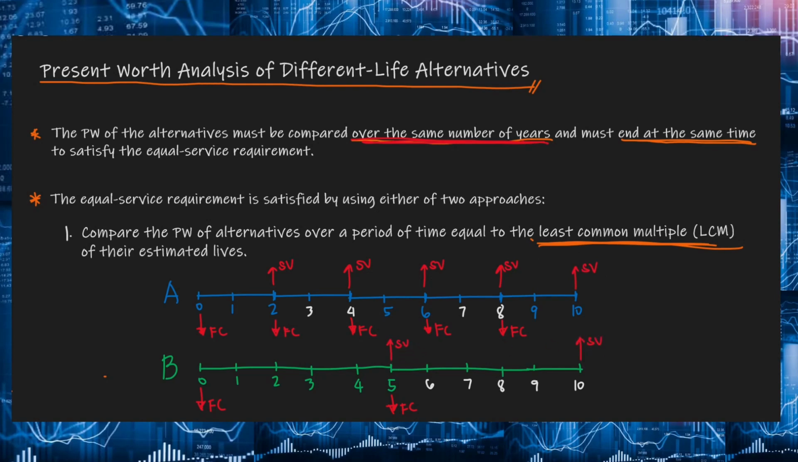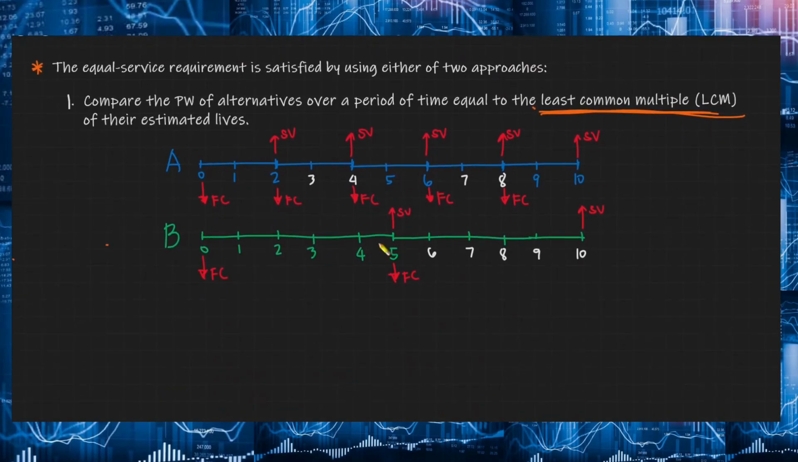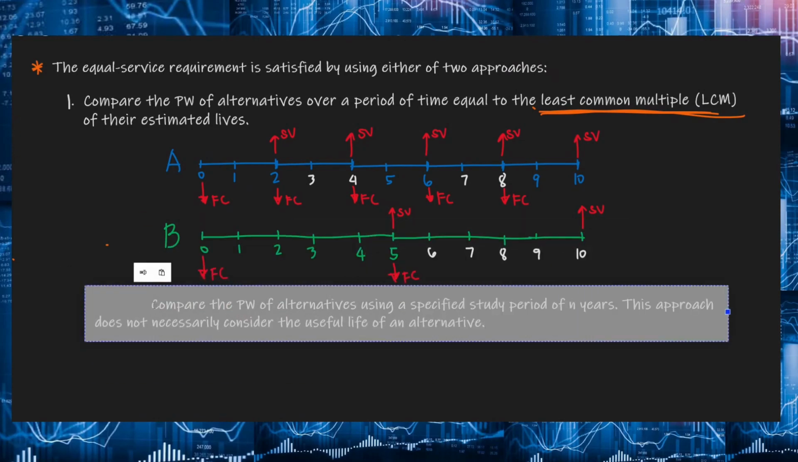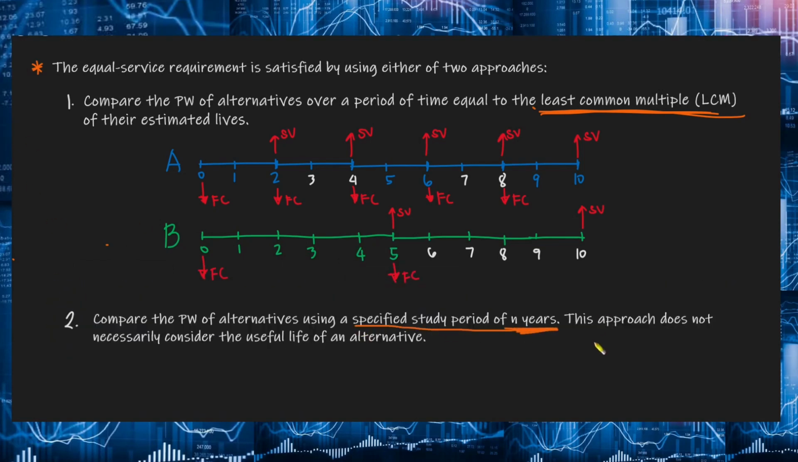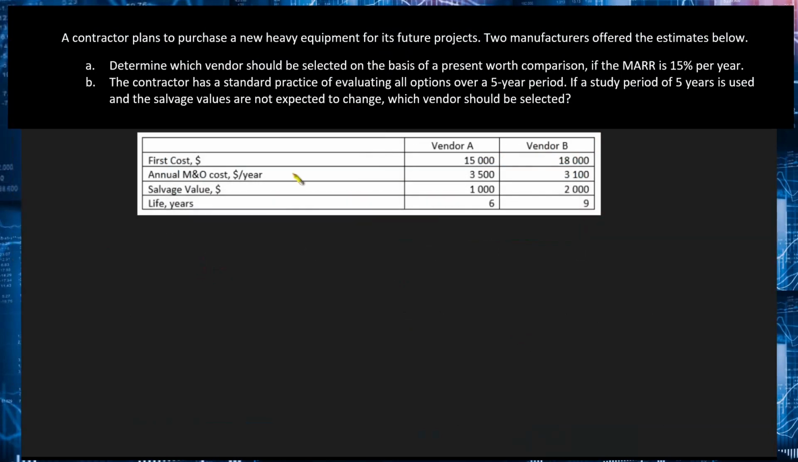So, this approach, yung LCM approach, can only be applied assuming that the cash flows of each alternative can be repeated over each life cycle in exactly the same manner. So, walang pagbabago, no? Even if we repeat the alternative multiple times. Now, for the second approach, compare the present worth of alternatives using a specified study period of n years. This approach does not necessarily consider the useful life of an alternative. So, in our next example here, we will apply these two approaches.